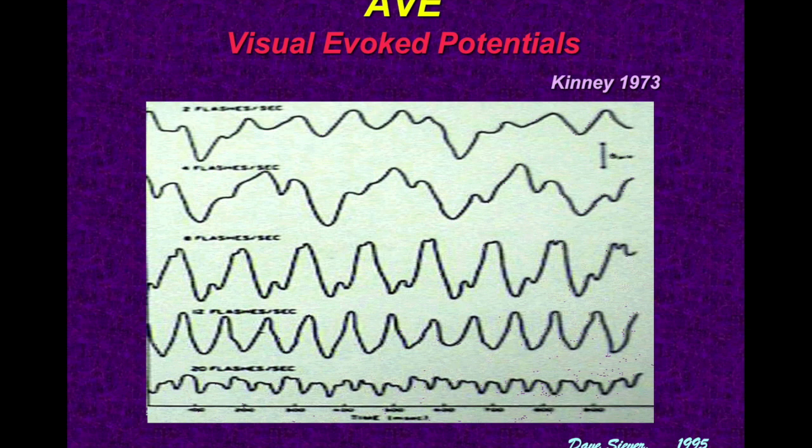Here's a study by Kinney. And we can see the top trace. These are 2 flashes per second. And we can see that there's 2 pulses showing up. Those are the brain responses to the 2 flashes.